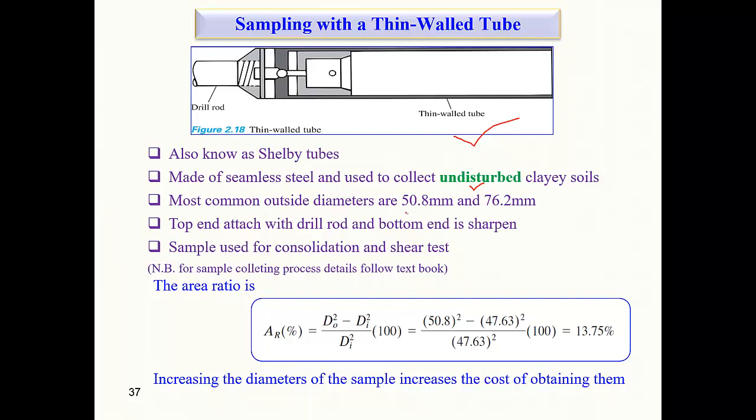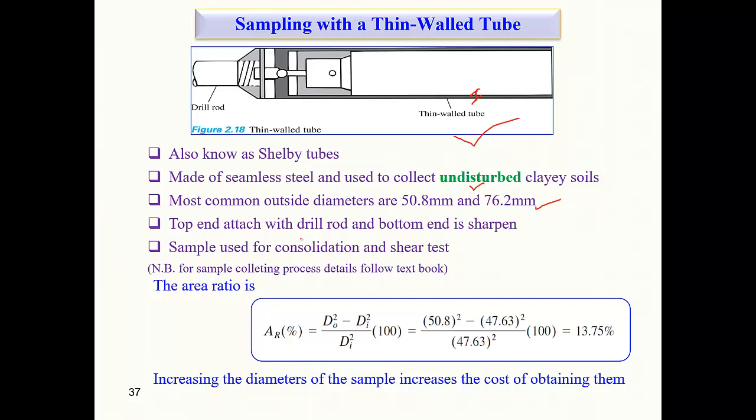The most common outside diameter is 50.8 mm to 76.2 mm. So you can see the thickness of this wall is very small, right? Very thin. That's why they call it a thin walled tube. Okay.